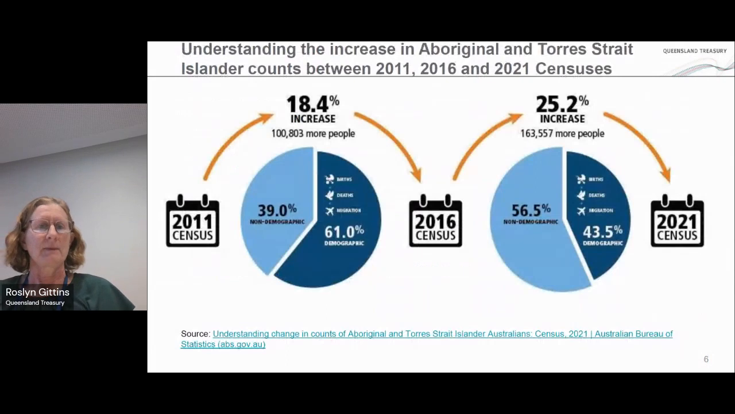So this is unashamedly just a snip from the ABS release, Understanding Changes in the Count. I'll put this up just to show you that of the increase between 2016 and 2021, more than half was non-demographic. So more than half of the increase couldn't be explained by the standard demographics of births, deaths and migration, which is quite significant, and a large increase from the 2011 to 2016 census jump.